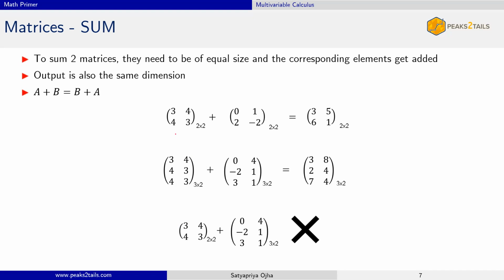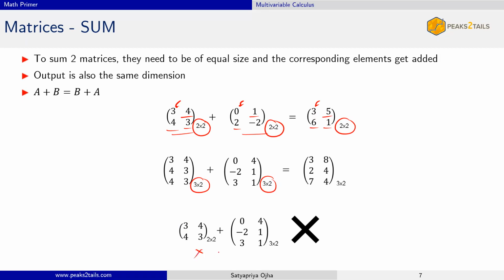So a few examples: 2 by 2 matrix, 2 by 2 matrix. If you add them, addition is very, very simple. It's element wise, just 3 plus 0 is 3, 4 plus 1 is 5, 4 plus 2 is 6, 3 minus 2 is 1. This must be same as this, and the final answer will also have the same dimension. You can add a 3 by 2 to a 3 by 2, no issues. Doesn't have to be a square matrix. The dimension has to be same. And addition is very simple. Just element by element, you just add them.